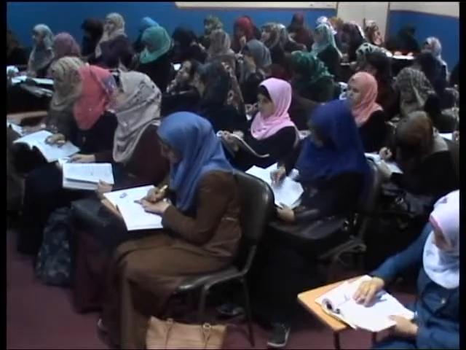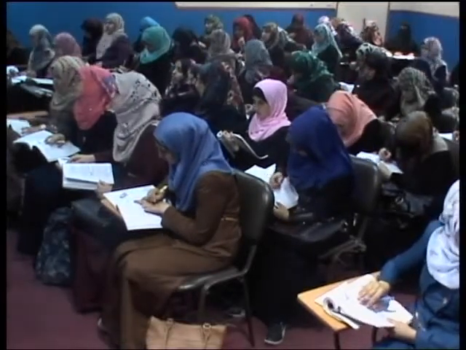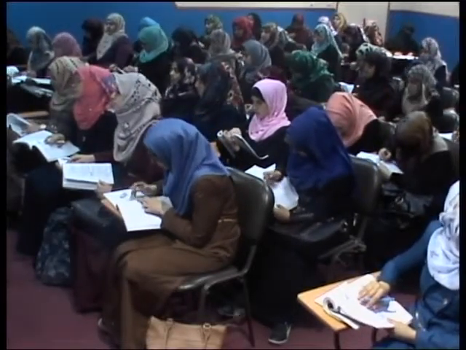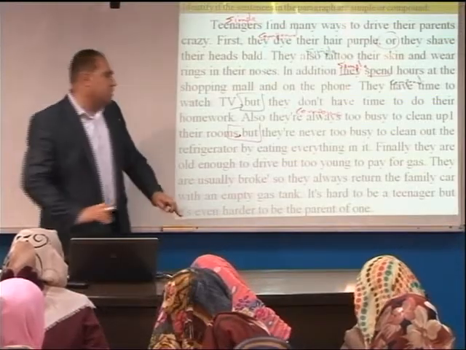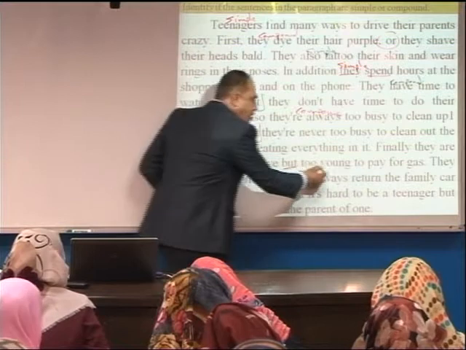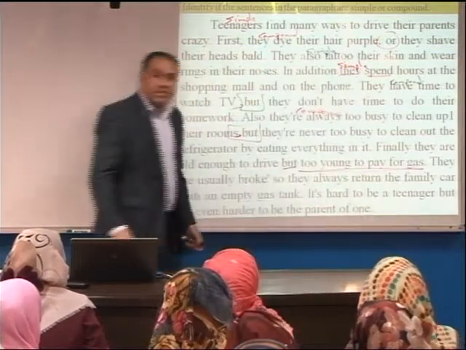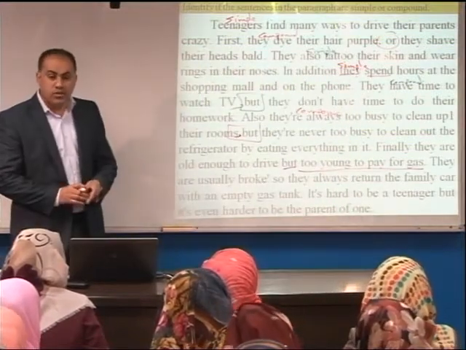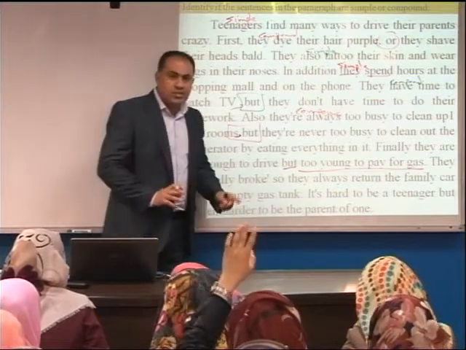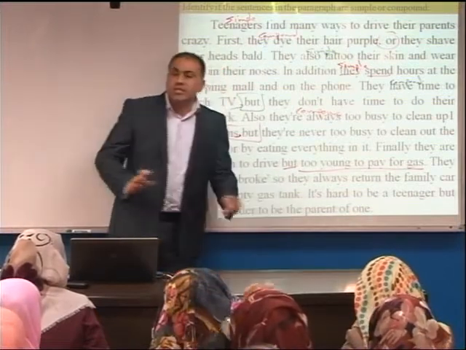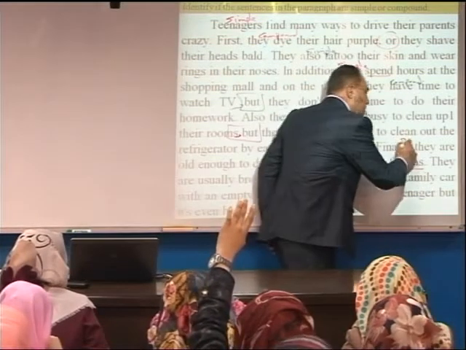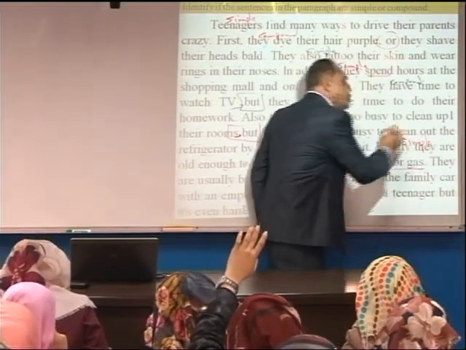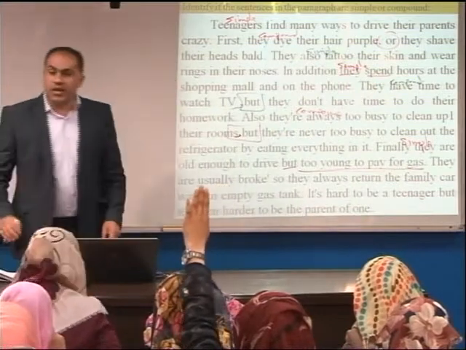Yes, please, ma'am. Finally, they are old enough to drive, but too young to pay for gas. Simple sentence. Is that correct? Yes. Why? Because of but here. It is not a sentence or a simple sentence after but. It's not connecting two sentences. This is too young, it's a phrase. It's a phrase, so it's still a simple sentence. Not two simple sentences joined together by but.